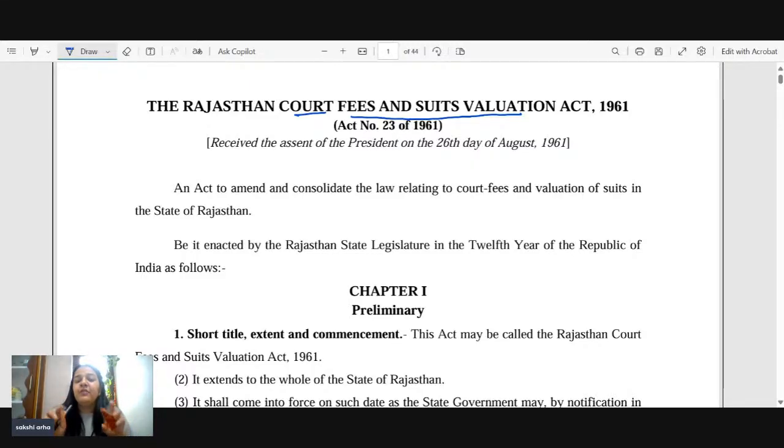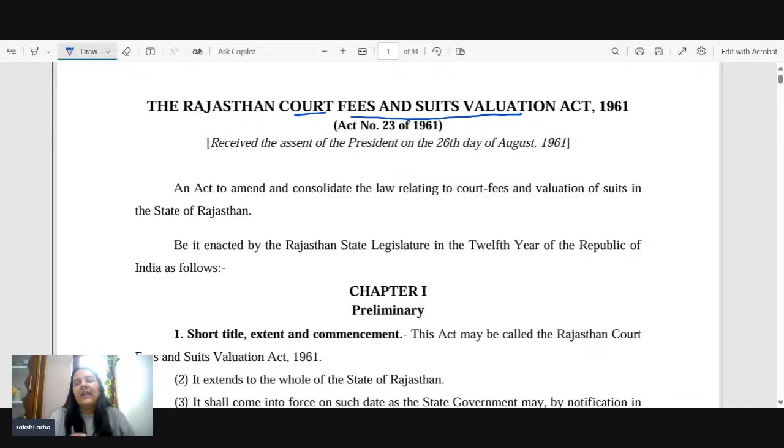You have to pay certain fees to the court, and the amount of that fee is decided by this Rajasthan Court Fees and Suit Valuation Act. If this is a particular type of suit, what will be the court fee? If this is another type of suit, what will be the court fee? How much court fee you have to pay will all be decided by this act.